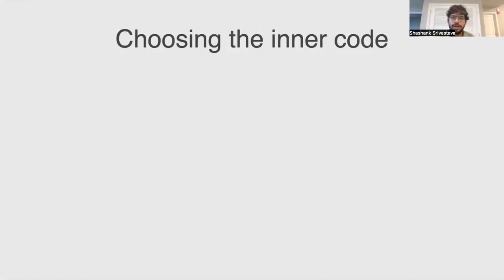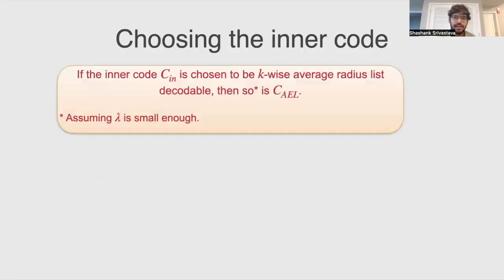Okay. Under this new property of average radius list decodability, what our main result says is that if the inner code is chosen to be k-wise average radius list decodable, then so is the global code C_AEL that we get. And then the outer code can be an arbitrary uniquely decodable code that is high rate. And all of this is, of course, under the assumption that lambda is small enough.